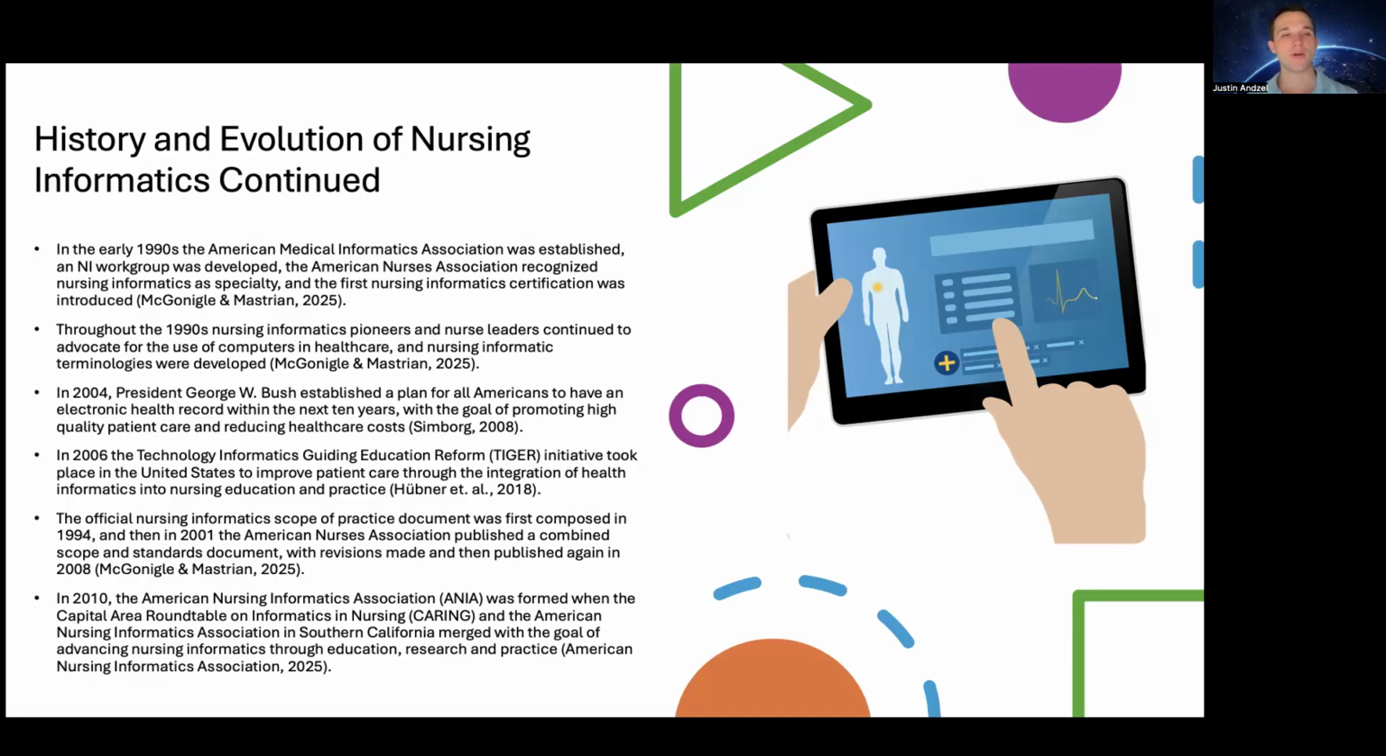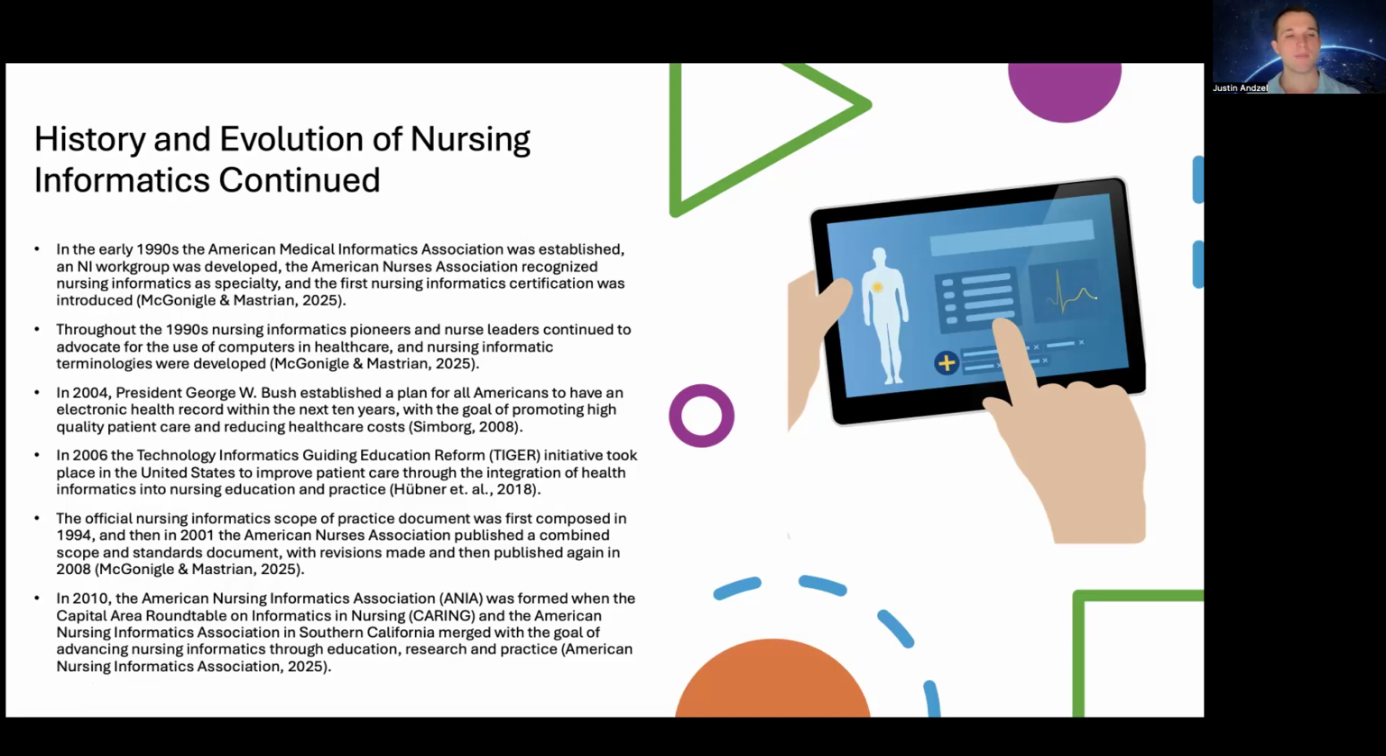In 2004, President George W. Bush established a plan for all Americans to have an electronic health record within the next 10 years, with the goal of promoting high-quality patient care and reducing healthcare costs. In 2006, the Technology Informatics Guiding Education Reform, known as TIGER, initiative took place in the United States to improve patient care through the integration of health informatics into nursing education and practice.